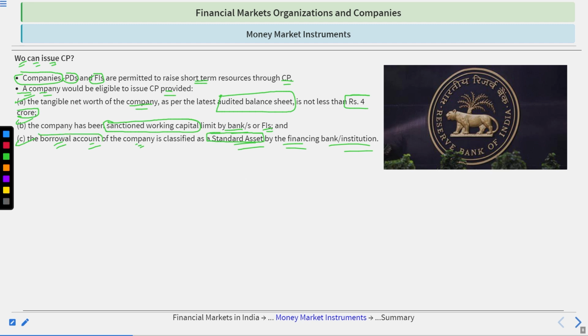Here we have seen the borrower account. It could also be the loan account. Standard assets means that you are repaying your debt on time, you are clearing your dues on time, and there is no financial or repayment conflict between you and the finance institution or banking institution from which you had taken that money. Got it?